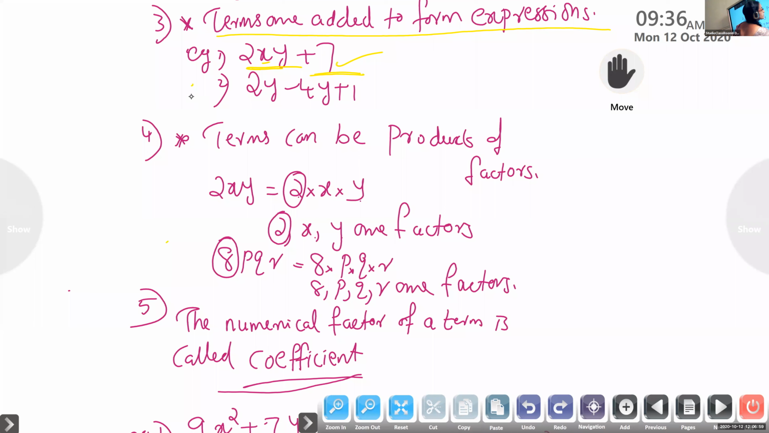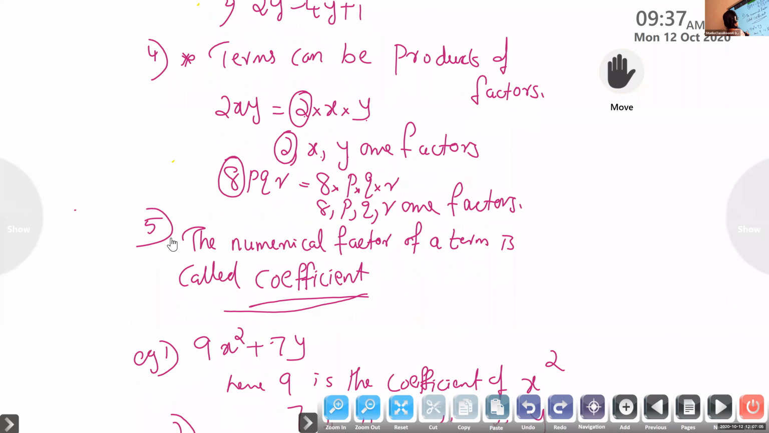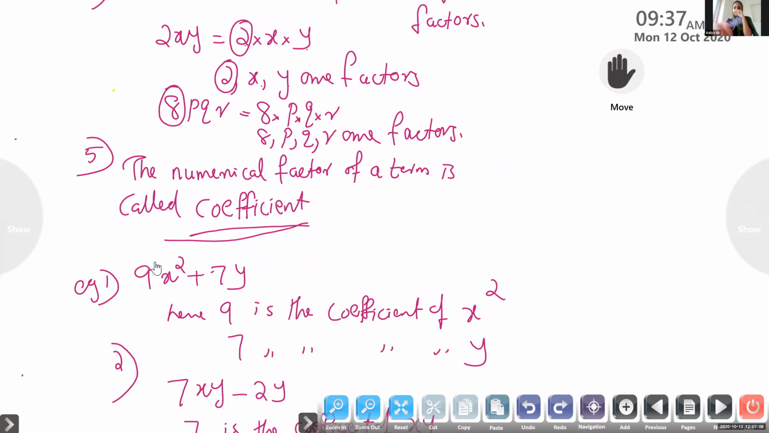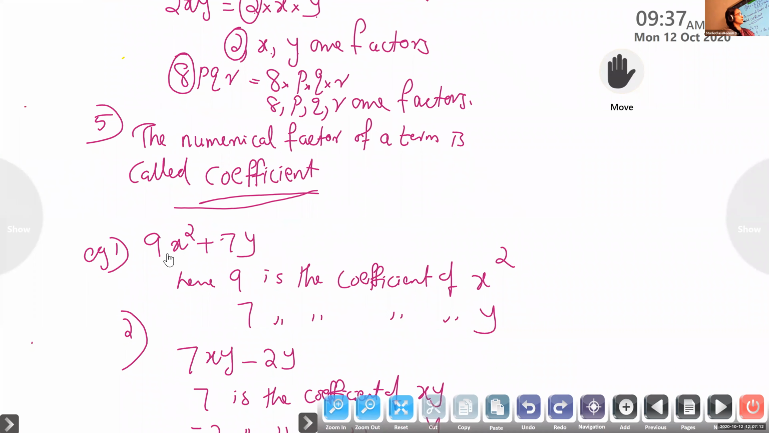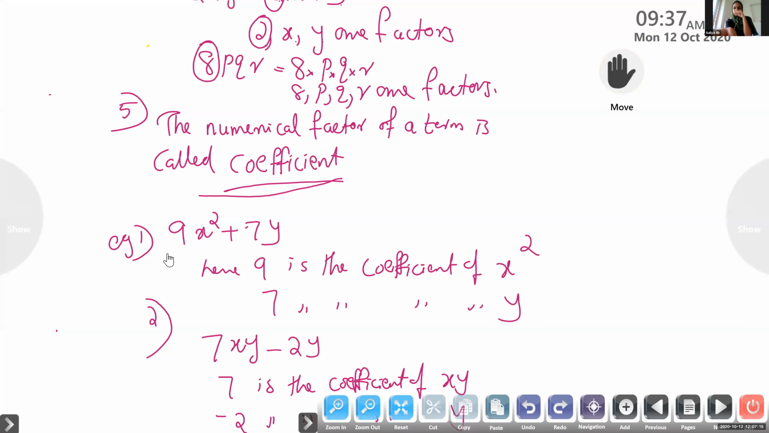Next point, who will read the next point? Alia, read the fifth point. The numerical factor of a term is called coefficient. Salin, Jeff, Christo, Agna, switch on your videos. Ansel, read the 5th point. The numerical factor of a term is called coefficient.